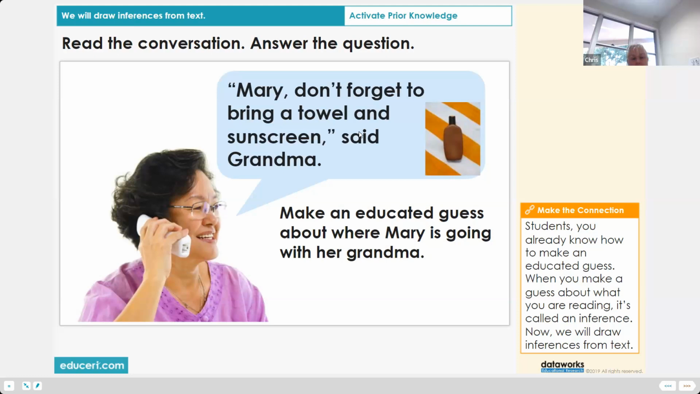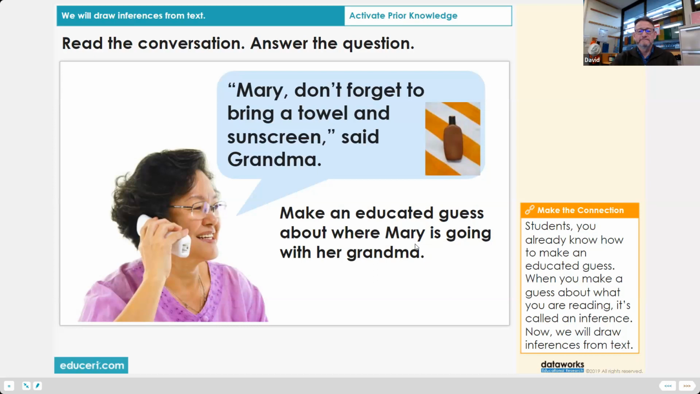Okay, so now this word is educated guess. Can we all say that? Educated guess. Okay, so we're not just going to make a guess. Educated means we're going to think about it. We're going to look back at the words up here. So let's read this, our activity. Ready, go. Make an educated guess about where Mary is with her grandma.